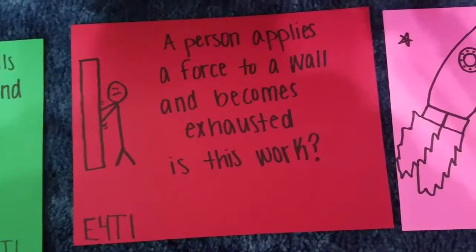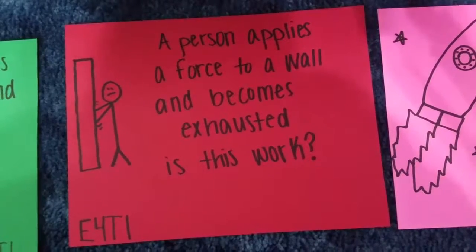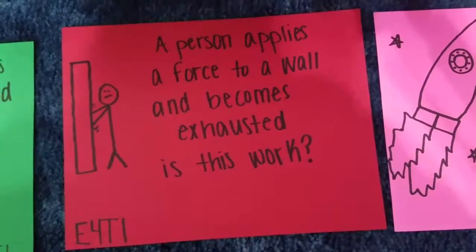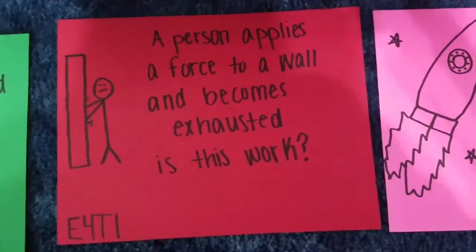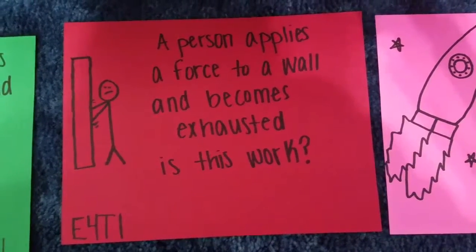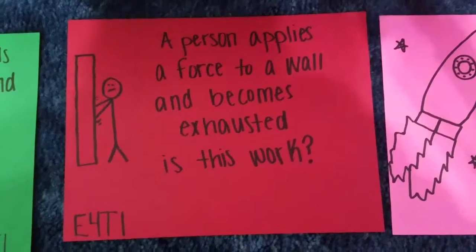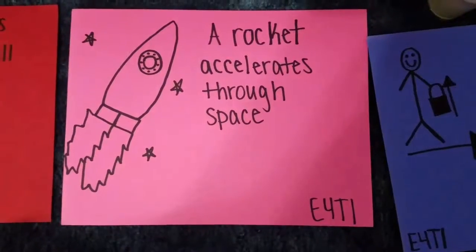A person applies a force to a wall and becomes exhausted. This is not an example of work because although the person is applying a force to the wall, the wall does not move. And in order for something to have performed work, it's got to have displacement and force.